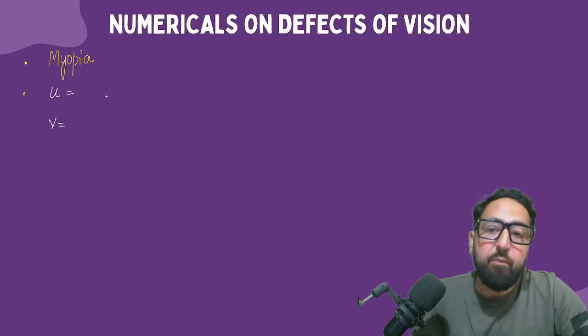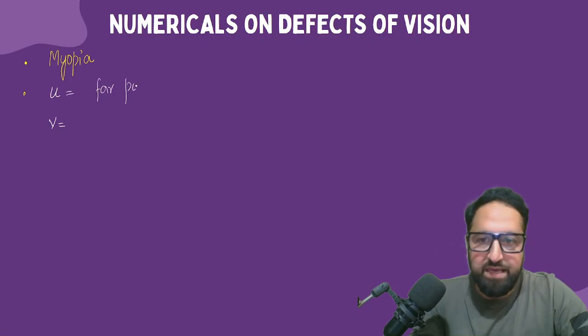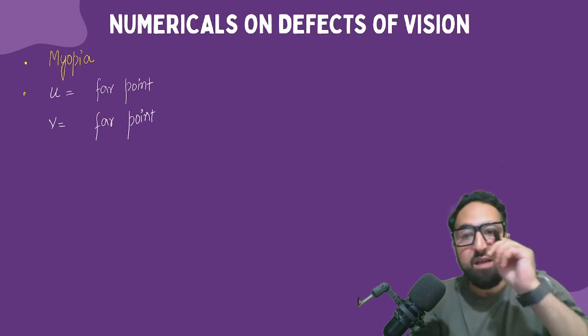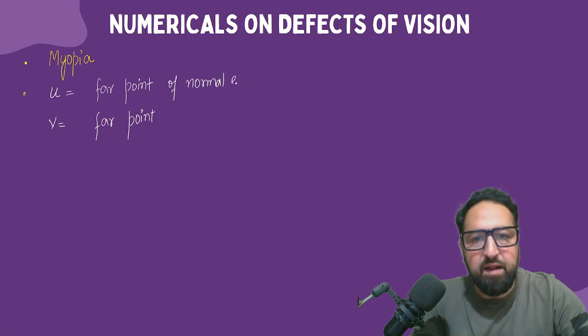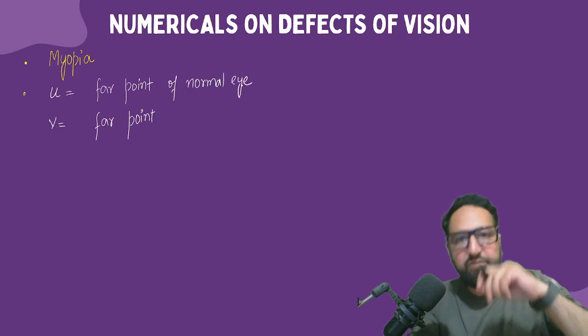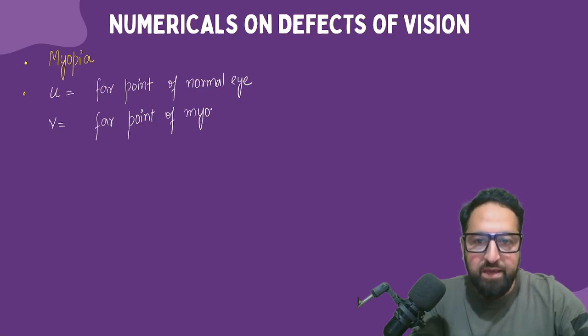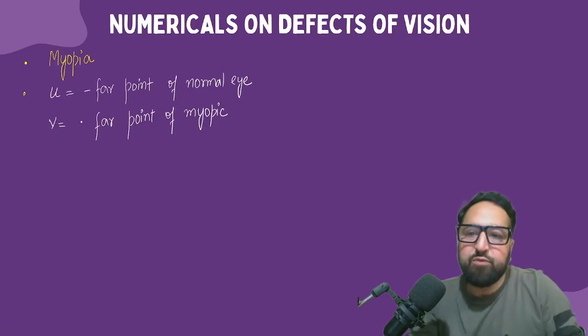What changes in myopia? It is the far point that changes. So you will write far point in the object distance, and in the image distance also you will write far point. But for the object distance, you will write the far point of the normal eye, and in case of the image distance, you will write the far point of the myopic eye, the eye which you are talking about. In both of these, you will put a minus sign.